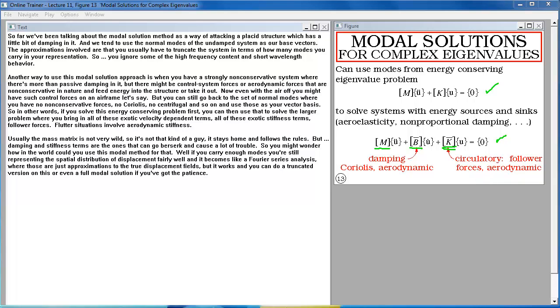So you might wonder, how in the world could you use this modal method for that? Well, if you carry enough modes, you're still representing the spatial distribution of displacement fairly well, and it becomes like a Fourier series analysis where those are just approximations to the true displacement fields. But it works, and you can do a truncated version on this, or even a full modal solution if you've got the patience.